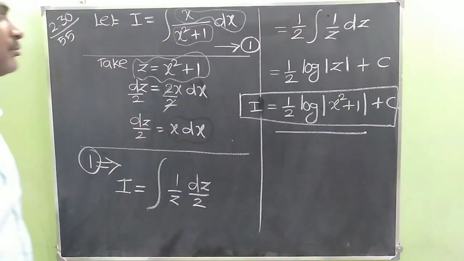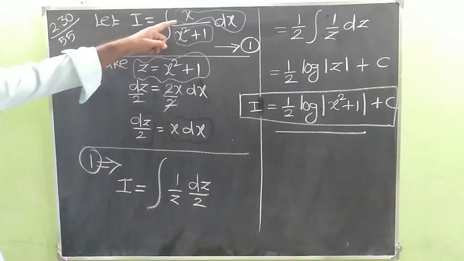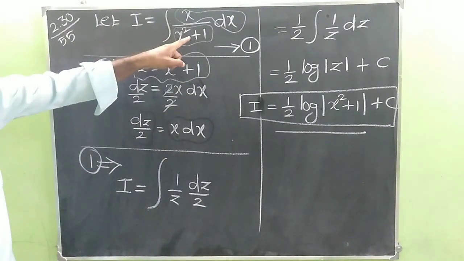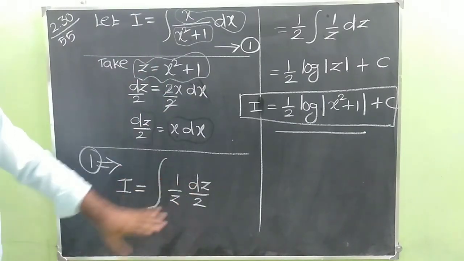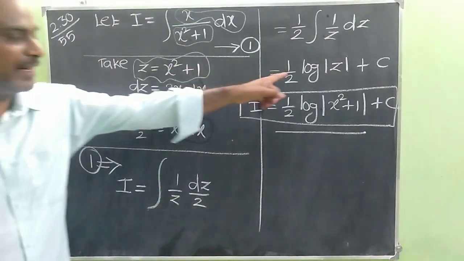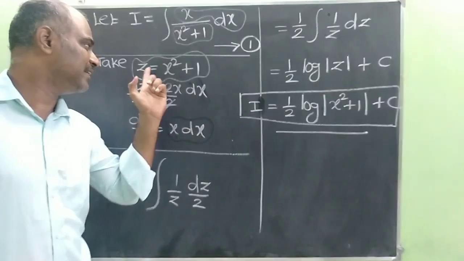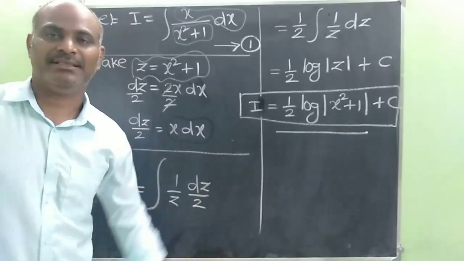That's all. So change the variable x squared plus 1 dx into z dz. Then integrate, again we can get the answer. Again change z into x. Finally we get the answer.